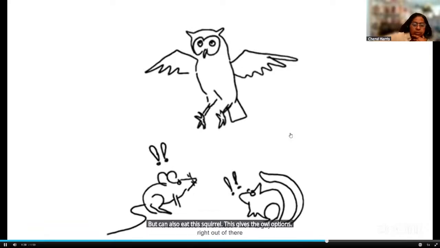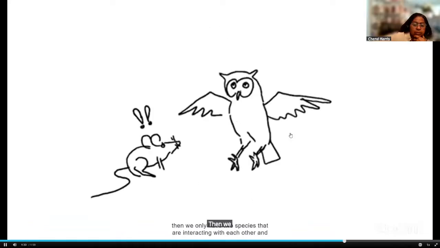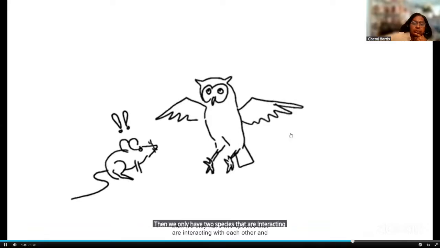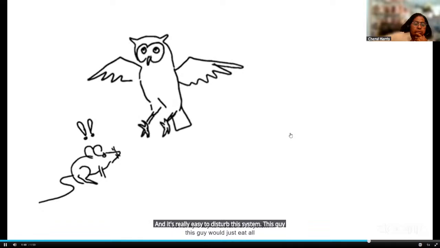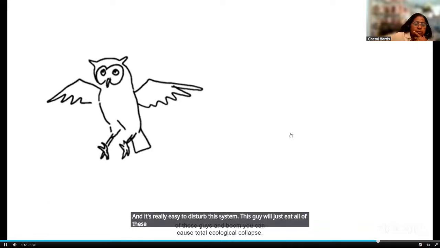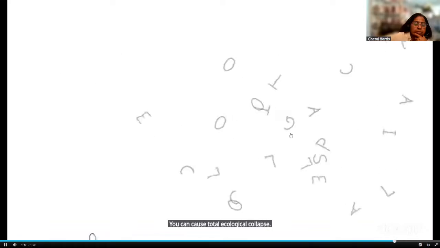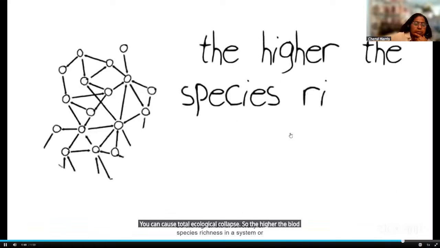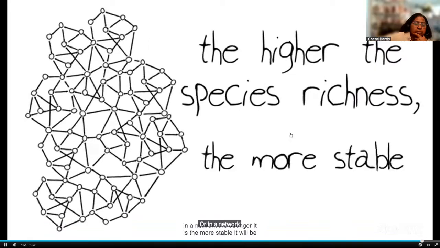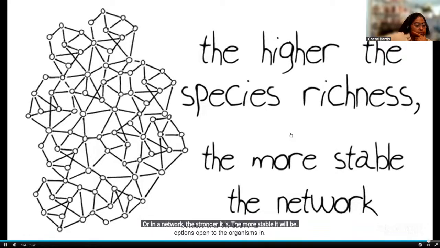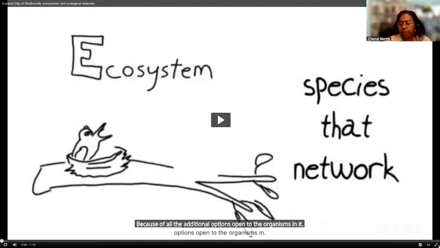If we remove one of these, take that guy right out of there, then we only have two species that are interacting with each other. And it's really easy to disturb this system. This guy will just eat all of these guys and boom, you can cause total ecological collapse. So the higher the biodiversity or species richness in a system or in a network, the stronger it is, the more stable it will be because of all the additional options open to the organisms in it. Okay.